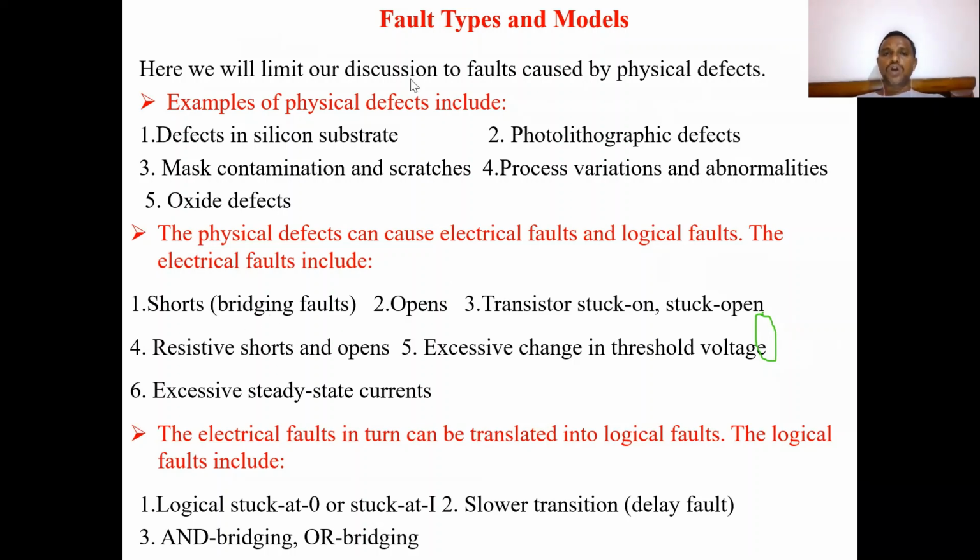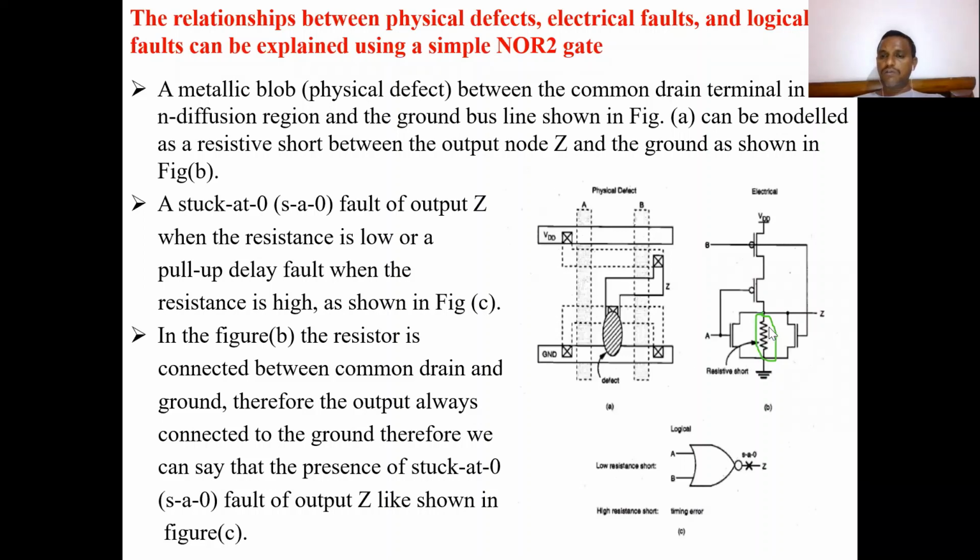So that short will be formed here between the drain and this ground. This is represented with a resistance. Now I will consider this one as stuck at 0. I can call this output stuck at 0. If you apply any value of the input for A and B, there is no change in the output. The output will be shorted with the ground.